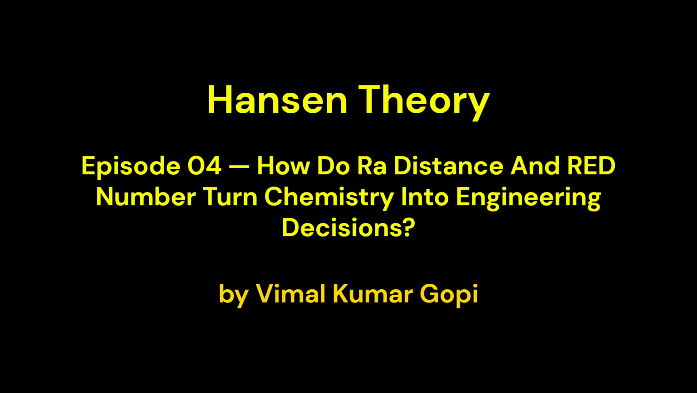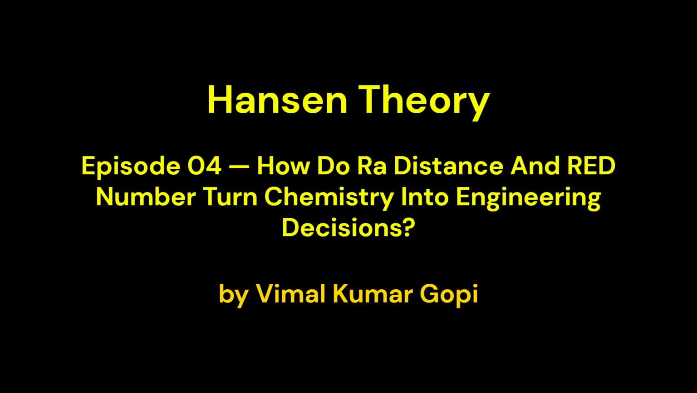Now, let's address a dangerous industry habit. Many engineers use software to calculate RA and RED values without understanding assumptions. They trust output numbers blindly. But Hansen parameters are experimentally derived averages. They are not absolute constants. Temperature shifts them. Molecular weight changes them. Additive presence alters them. This means RA and RED values are guides, not laws. Senior engineers use them as directional tools. Junior engineers treat them as rules. This difference defines professional maturity.